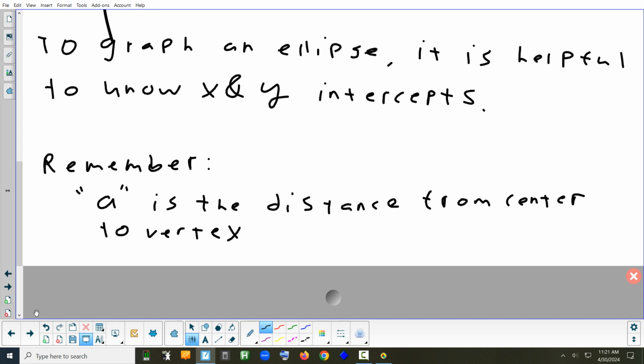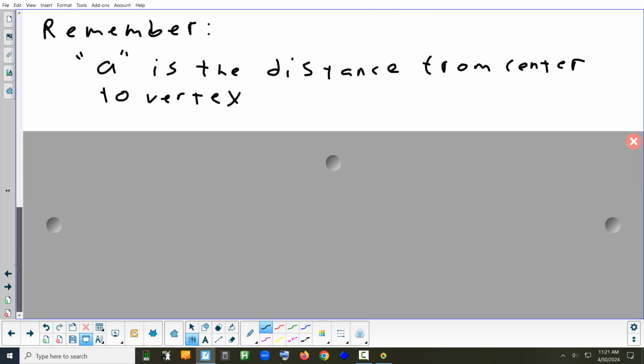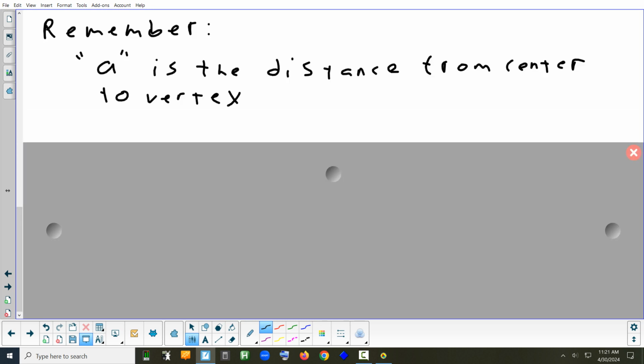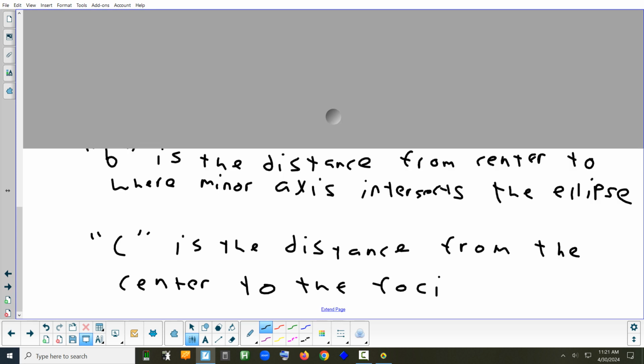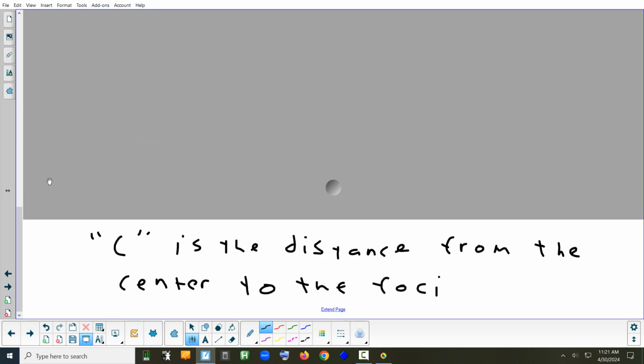So a couple of reminders just about what A, B, and C are. A is always the distance from the center to the vertex. Okay, so that's A. C was the distance from the center to the foci. I didn't tell you what B is yet. So A is from the center to the vertex. C is center to foci.